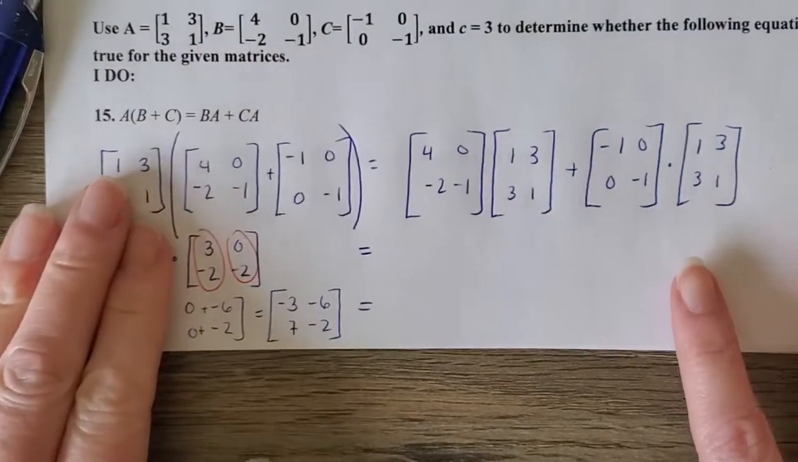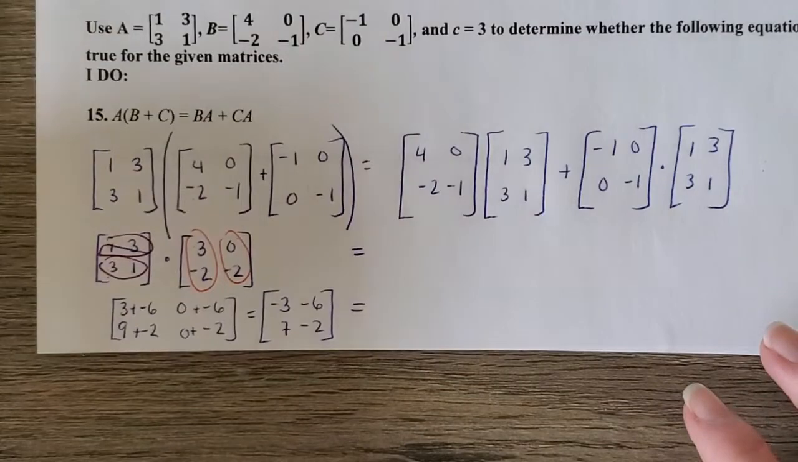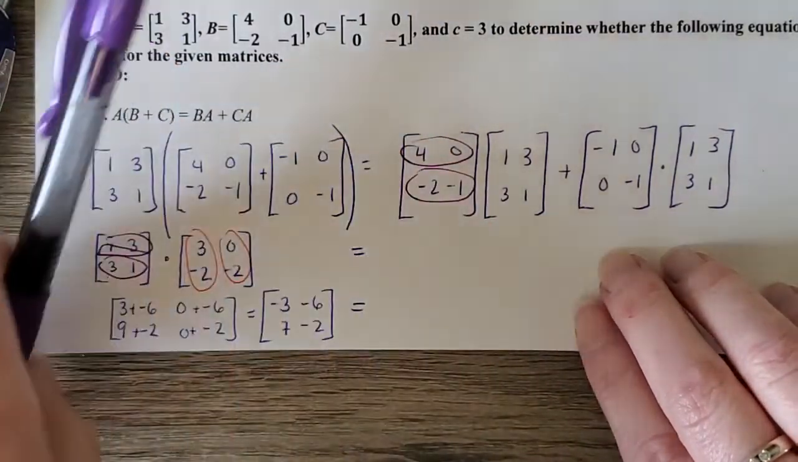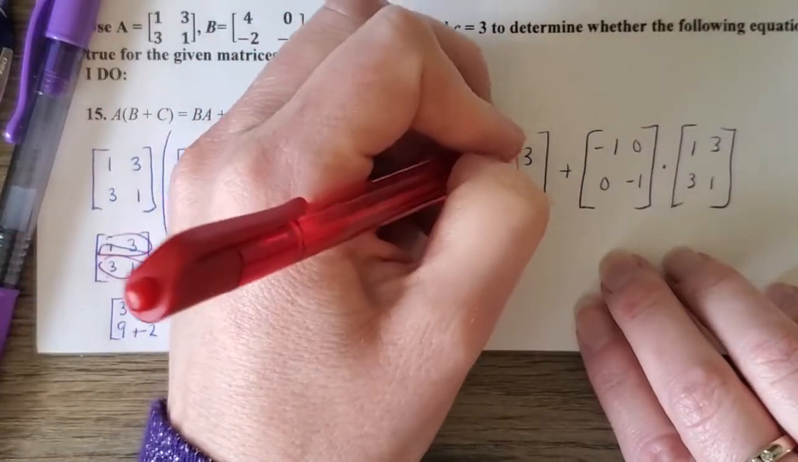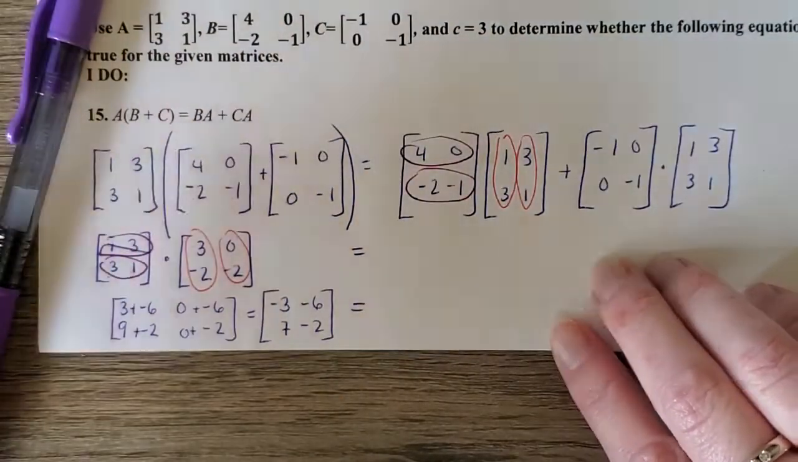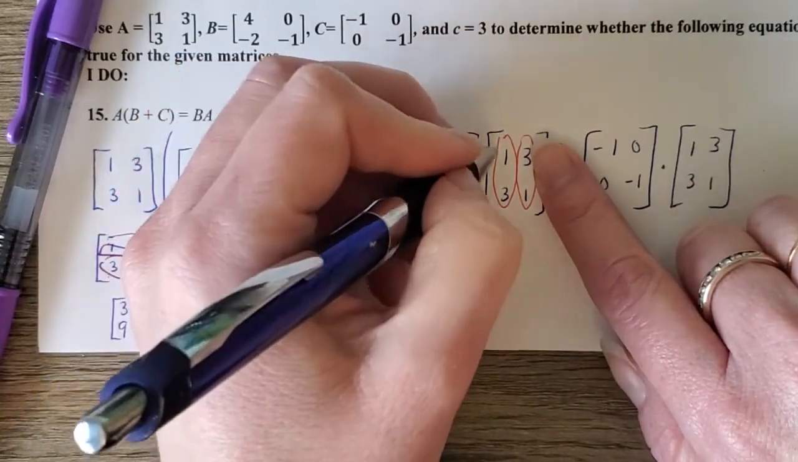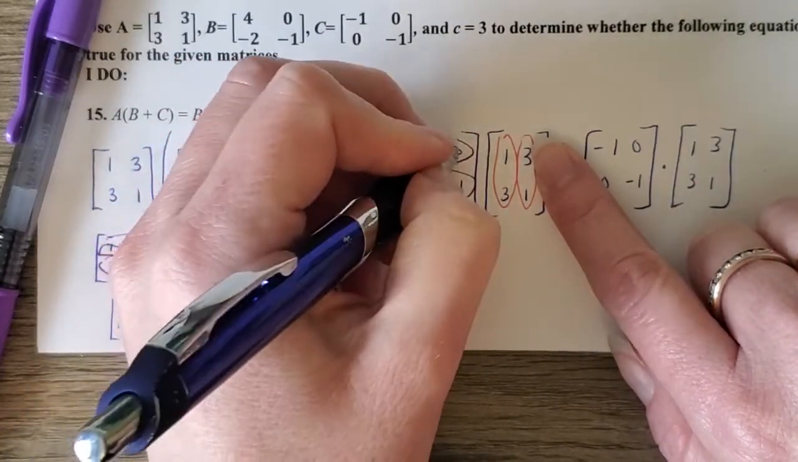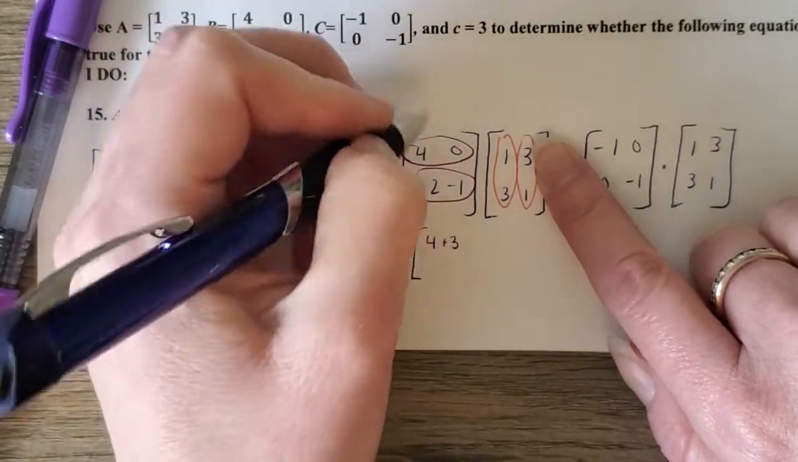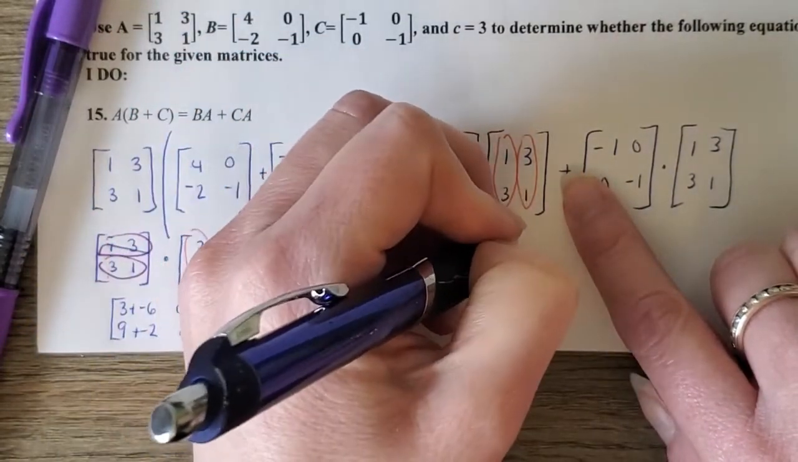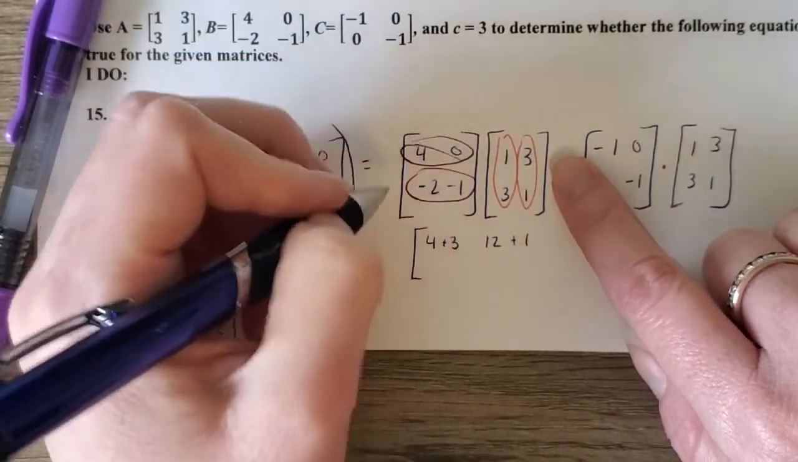So now we've got to do our multiplication on the right side. So again, I'm going to circle my rows and my columns. And if we do this out, let's start with our first row. 4 times 1 is 4. 0 times 3 is 0. 4 times 3 is 12. 0 times 1 is 0. And then we go to the next row.